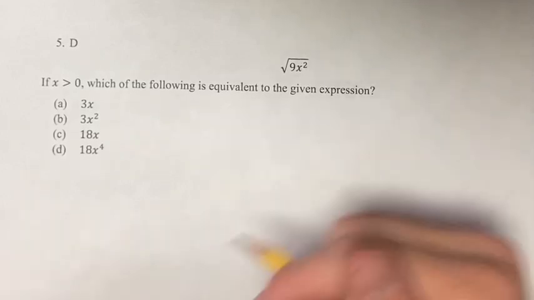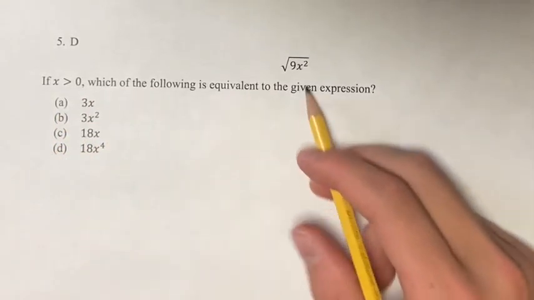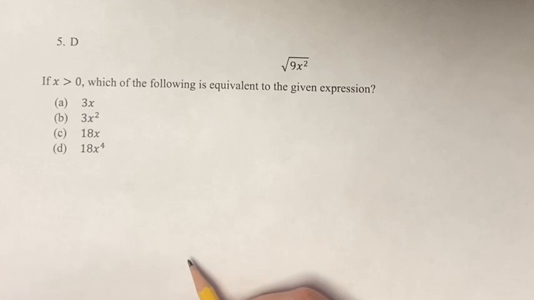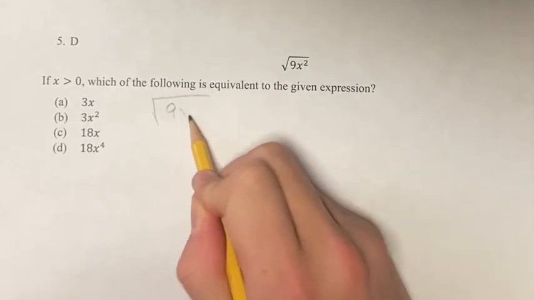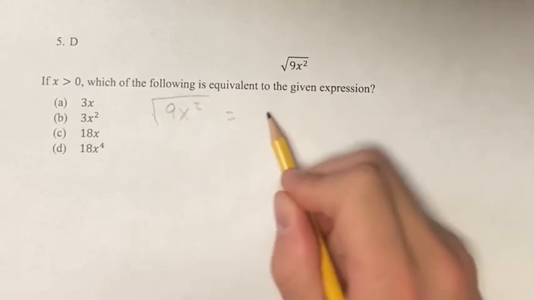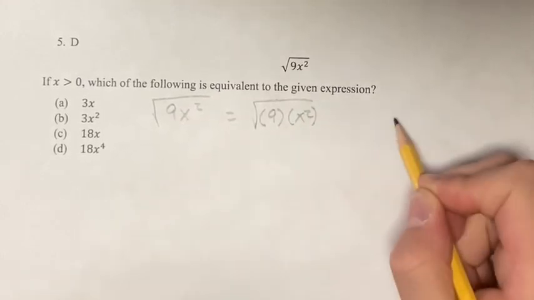In this problem, we're asked: if x is greater than 0, which of the following is equivalent to the given expression? And our expression is the square root of 9x squared. So what we're going to do here is say, okay, we have the square root of 9x squared. 9x squared is equal to 9 times x squared.